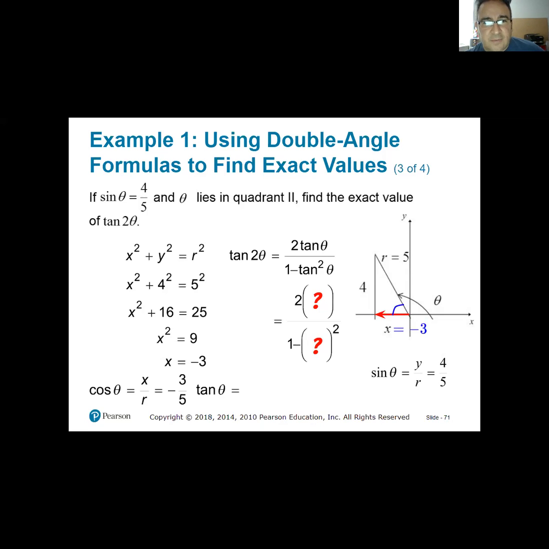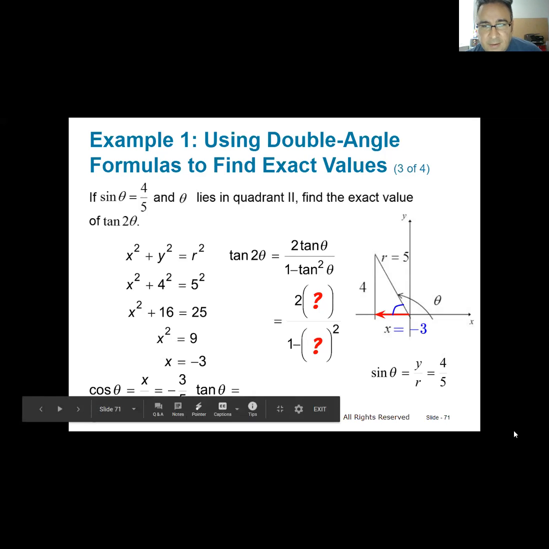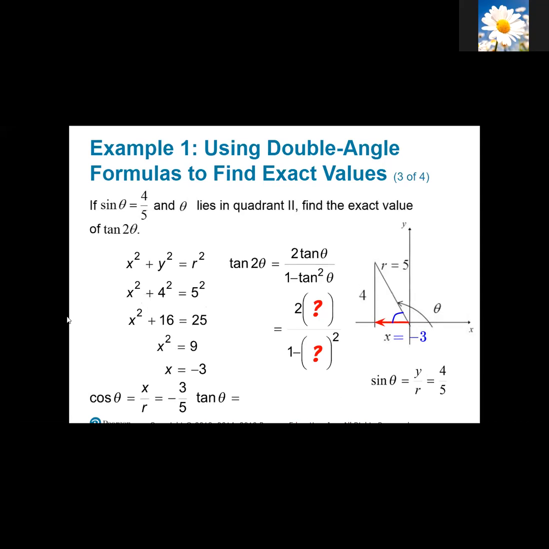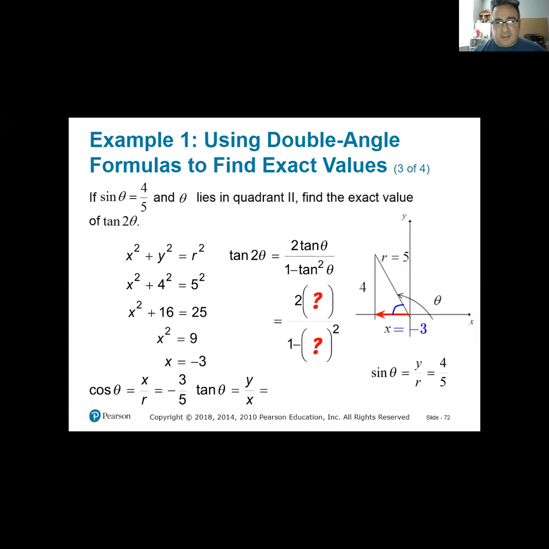So if I put sine over cosine, what's going to happen? The 5s are going to cancel out. Very good. So my 5s will cancel out, and I end up with a negative 4 over 3. So now that's what goes in my question marks, in my parentheses. It's a negative 4 over 3.